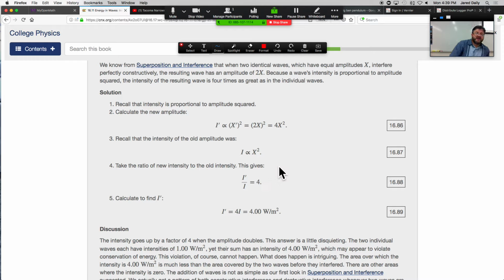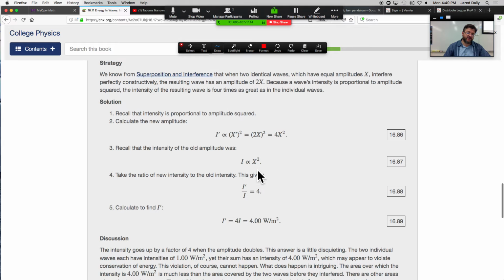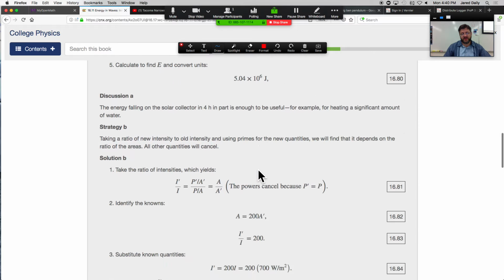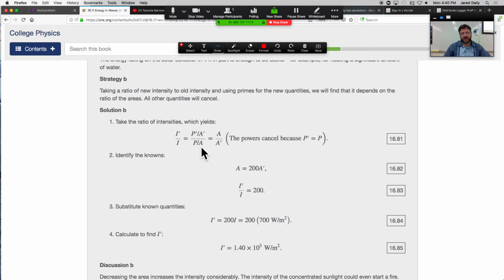So if your amplitude is doubled, you're going to end up with this 2x squared on the right-hand side, which is going to be a 4 in the end, the factor of 4. You just have to be aware of that because inside of this equation for I is something that is squared, believe it or not, in the amplitude.